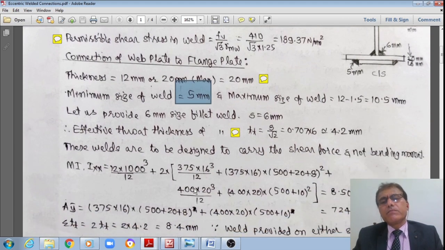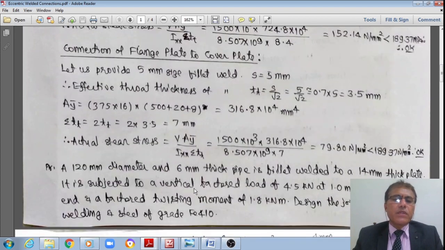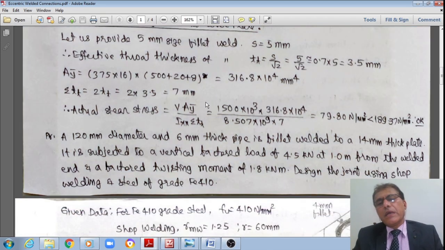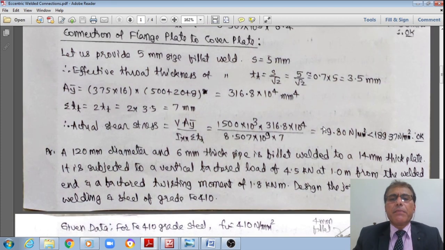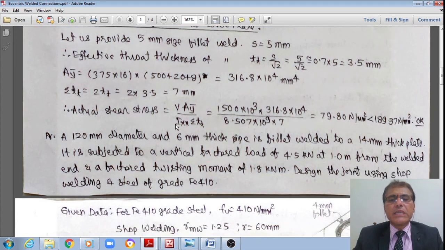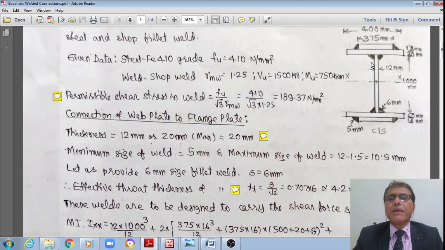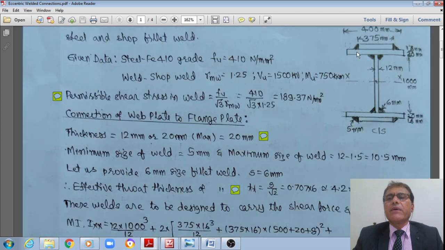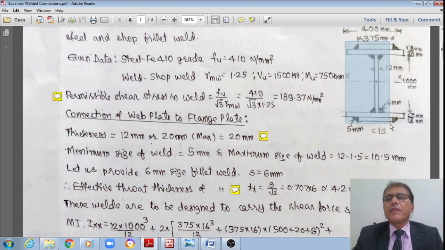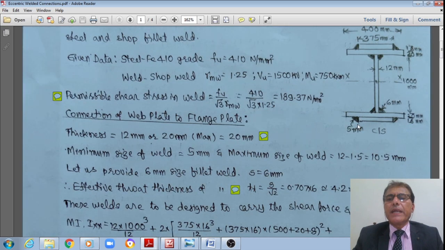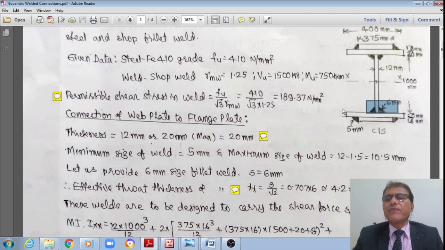Therefore, you cannot reduce it now. That is how the Indian Standard Code safeguards the designs. It will not suggest anything less than 5 mm. That is how the welded plate girder is designed, with the connections between the web and the flange plate, and that of the cover plate, being respectively 6 mm and 5 mm as shown in this figure.